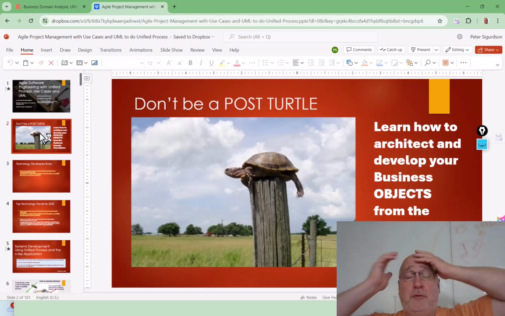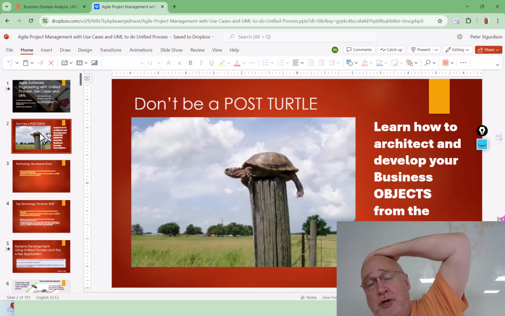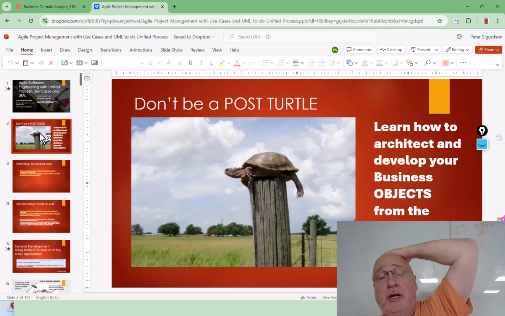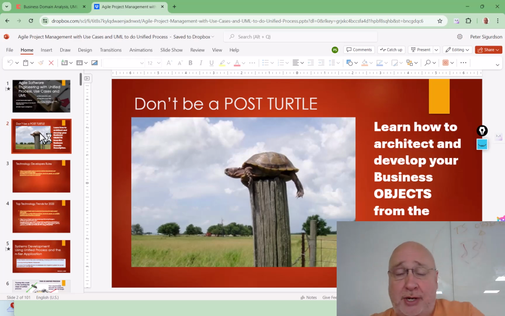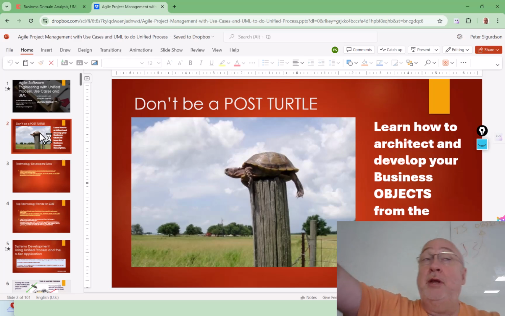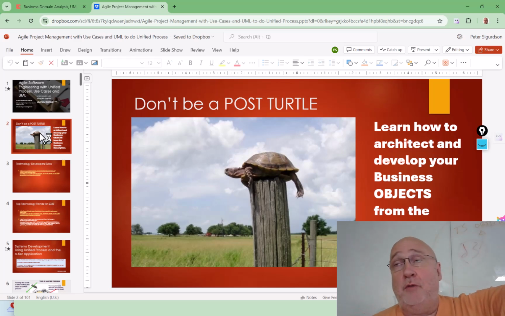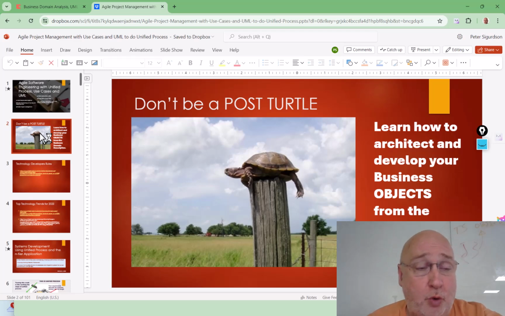But the reference to post turtle is that if you don't understand things like unified process, UML, and OOAD, if the only thing you're good for doing is copying and pasting code, you will be a post turtle. Somebody put you in a certain situation to get some code running, but you don't know how to do it by yourself. You don't know how to formulate requirements, right? Given a business description, you don't really know all the steps involved in getting to final working code. So therefore, you're a post turtle, which we don't want here.